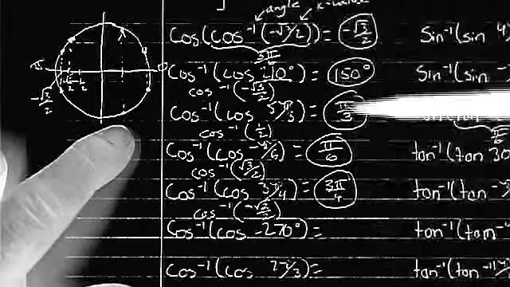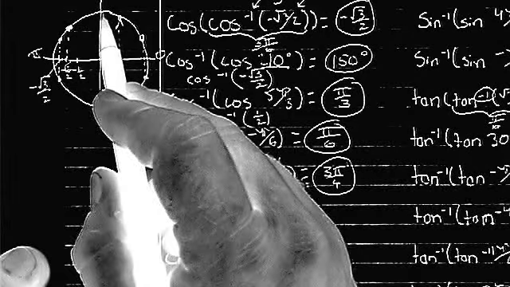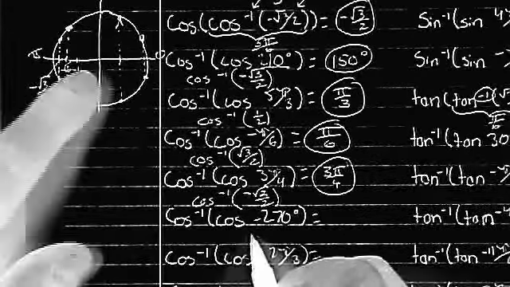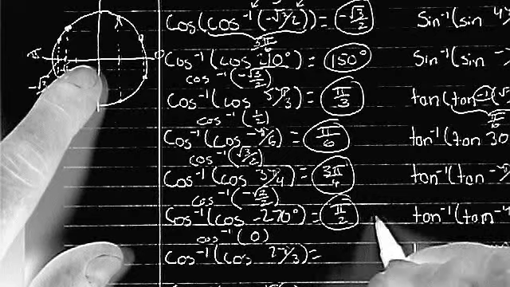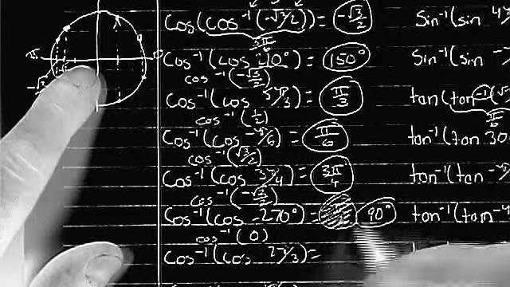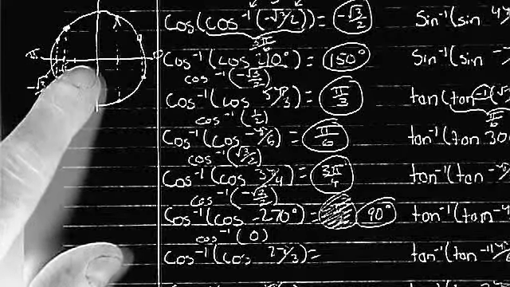Okay? Negative 270. Negative 270 is here. And if we use that same logic, the cosine at negative 270 is 0. And so what's the cosine inverse of 0? Cosine inverse of 0 in the top half of the circle is pi over 2. Do we want to call it pi over 2? No, we probably want to call it 90 degrees since we're dealing with degrees.